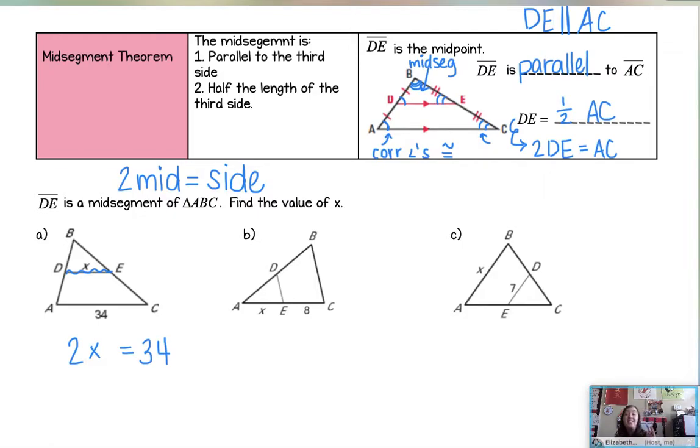Or you might just be thinking, well, you said that the midsegment is half the length of the third side. Half of 34 is whatever, so I know the answer. That's fine too. However you want to work these out works for me. So either you thought it's just going to be half of 34, which is blank, or on each side of this equation you divided by 2. Either way, what length do we get for X?